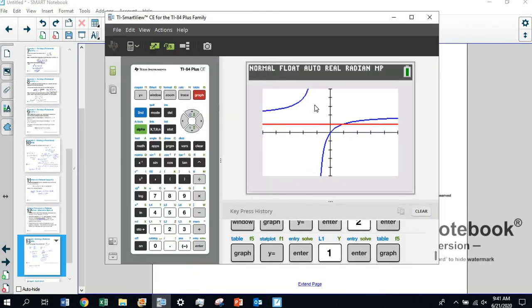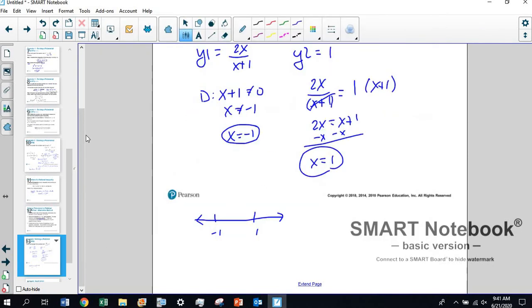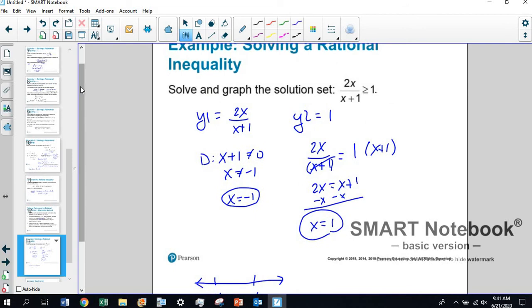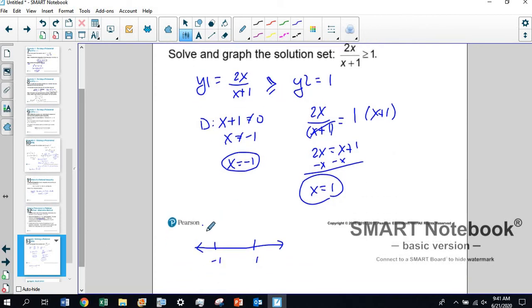Okay, here's -1. To the left of -1, which one's higher, the blue or the red? Well, obviously the blue is, right? The blue is bigger than the red. And so if the blue is bigger than the red, let's take a look at our original inequality. Our original inequality was this direction, right? So we're looking at y1 versus y2. So y1 is greater than y2 on this interval, okay?